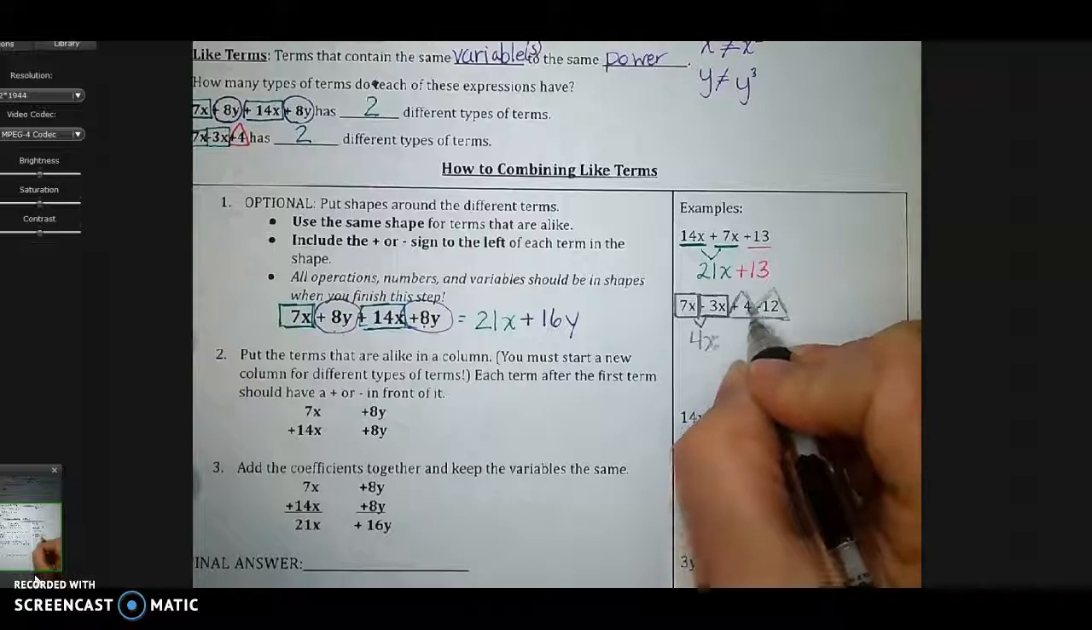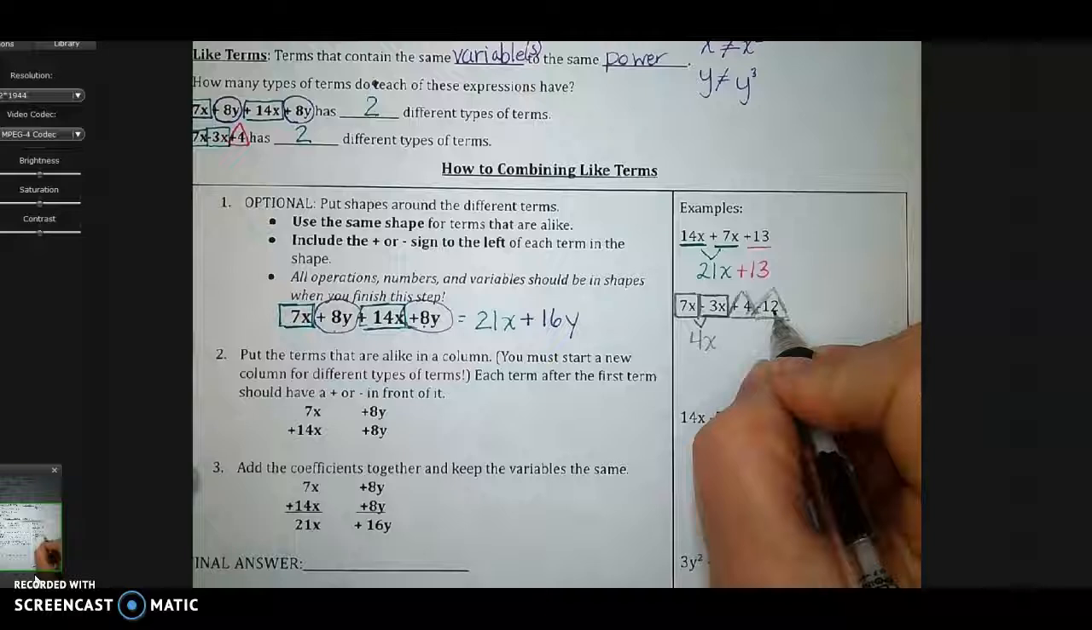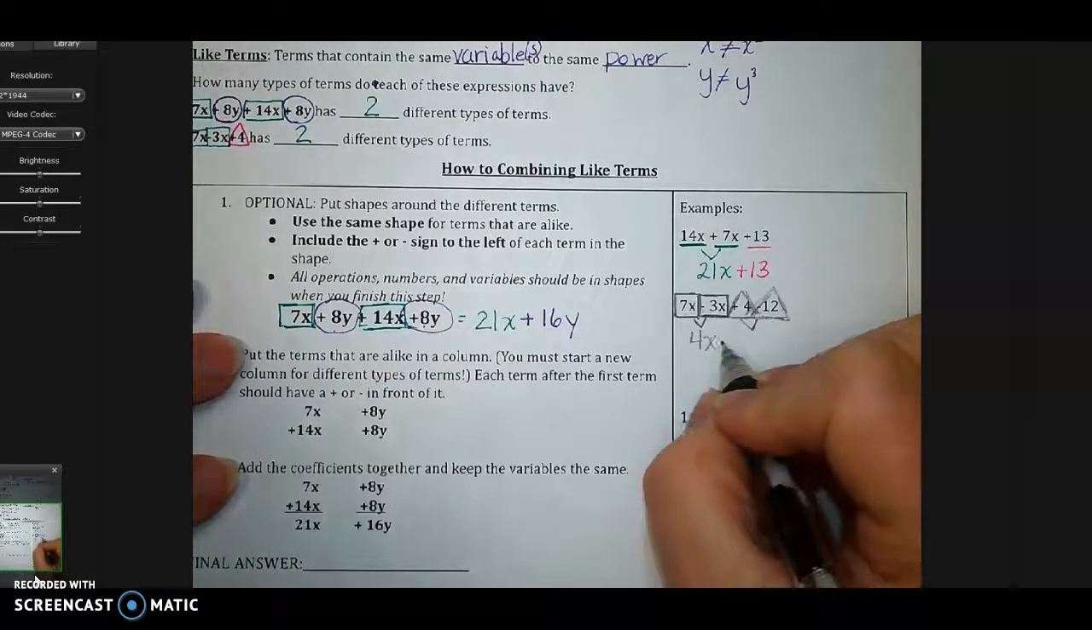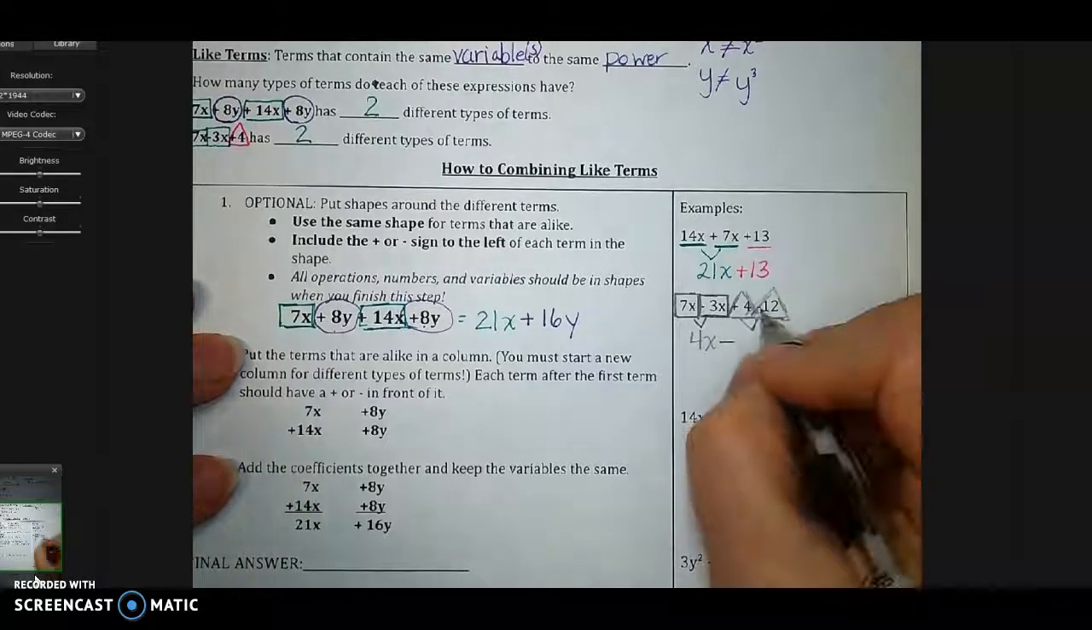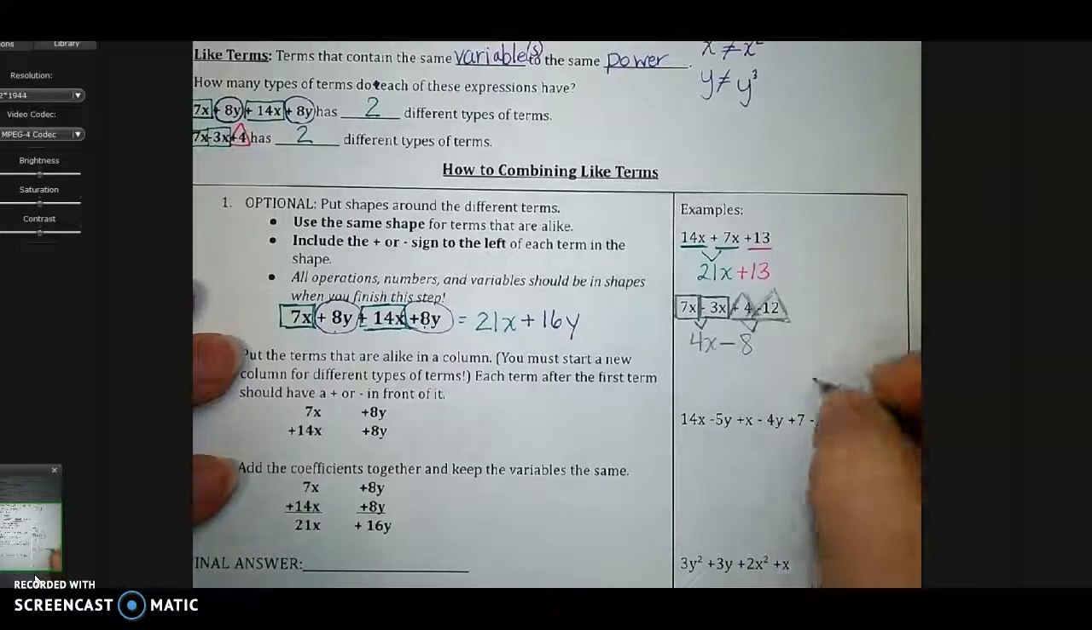And here I had a positive 4, but I'm taking away 12. So we know 4 minus 12. So you can think of it that way. And you're like, oh, I would go past the 0 on the number line. That means it's going to be negative. I could also think of it as 4 plus a negative 12. But either way, I'm going to end up subtracting 8.